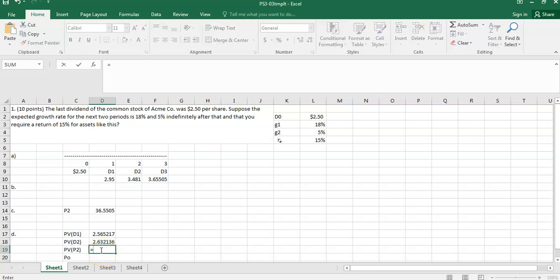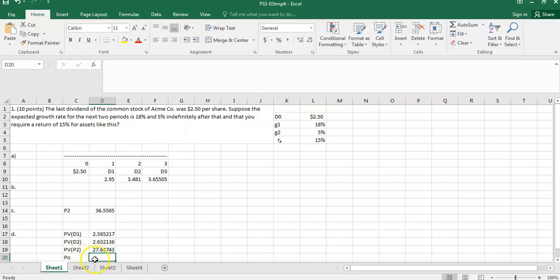Either approach is fine. This one does require one extra step of multiplying by the discount factor an extra time here. So again, it's 1 plus the required rate of return, or the equity cost of capital. Again, I am going to raise that to the power of 2. All right. But there is my present value of those cash flows.